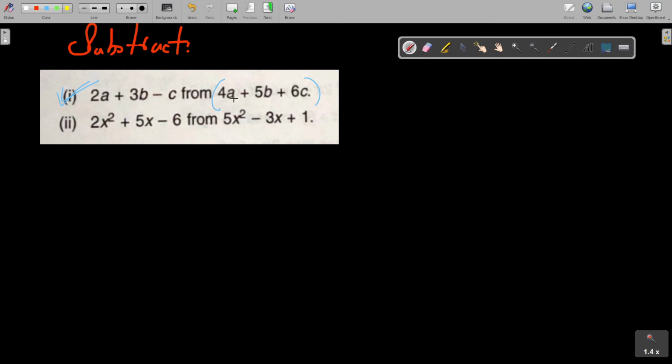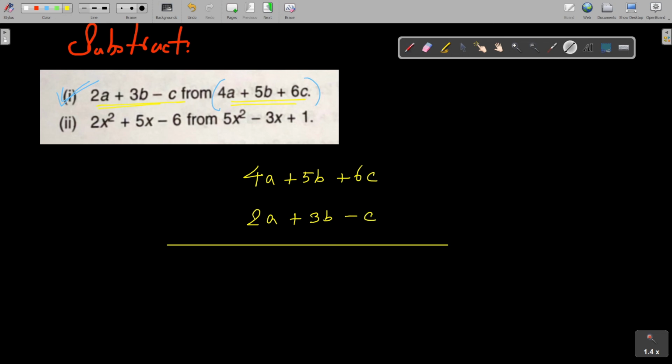Column method, similarly, we'll write the first one as it is: 4a plus 5b plus 6c. Now what I told you, when we write it below, we have to write it in order. But this question is already given in order: 2a plus 3b minus c. Now when we did addition, we just simply added them. But here we are subtracting, right? So when we subtract, one thing you need to do is change the signs.